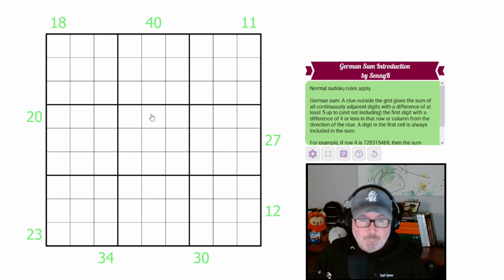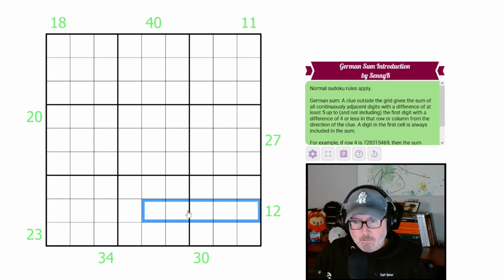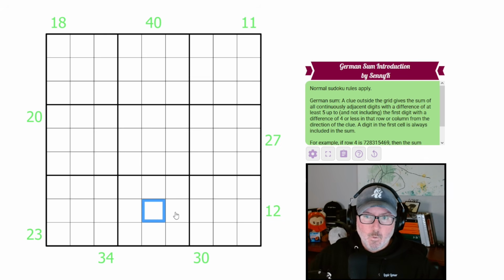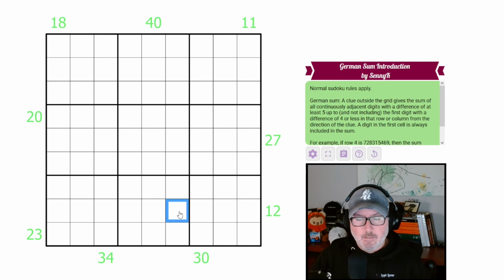So what the heck does that mean? Let's look at the 12 clue. From this direction, the first digit is this one, and this one will always be part of the clue. So it'll always have another digit next to it that is at least 5 away from it, and then we will continue that in some manner until we get to 12. Once we've hit 12, the next digit in the series is going to have to be 4 or less different than the last digit.